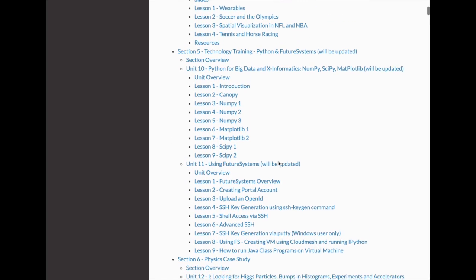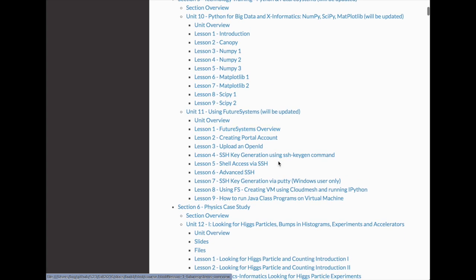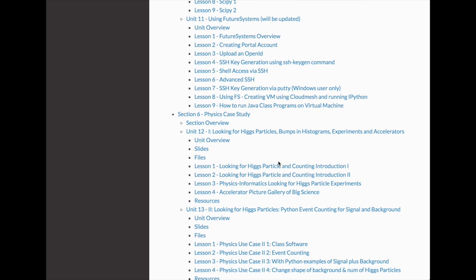We certainly need to have some technological background. In this particular section, we will teach you how to analyze data. We will be using Python. This class will not use Java for the programming, but focus on Python. We will be using some clouds, such as FutureSystems, and allow you to use that for class. Other clouds, such as Chameleon Cloud, are also possible.